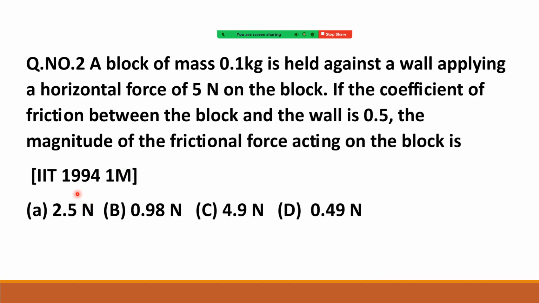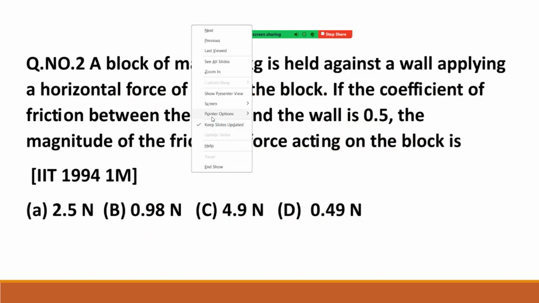So this question was asked in IIT 1994 for 1 mark. See the question carefully. A block of mass 0.1 kg is held against a wall, applying a horizontal force of 5 Newton on the block. If the coefficient of friction between the block and the wall is a half, the magnitude of the frictional force acting on the block is. So from the options, we can guess that we should take g value 9.8. Okay, applying here a horizontal force of 5 Newton, mass 0.1, mu value 0.5. Let us see how we solve the problem.